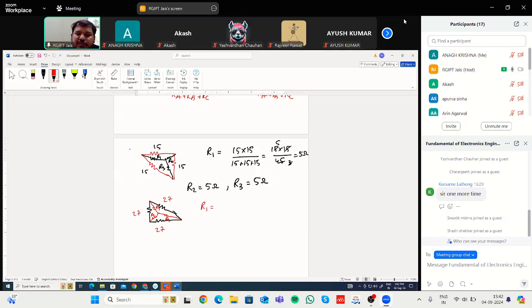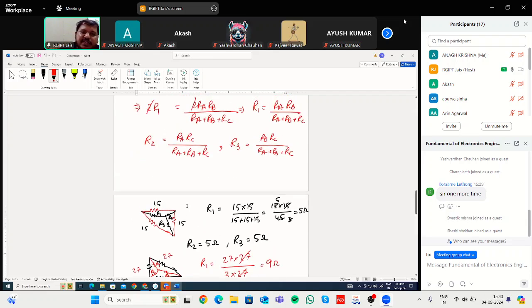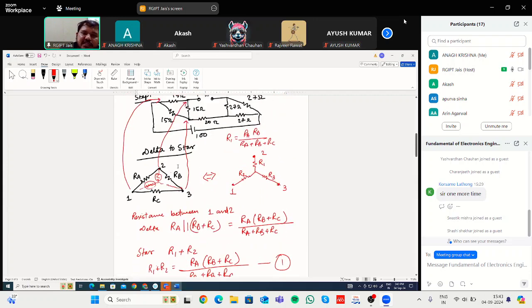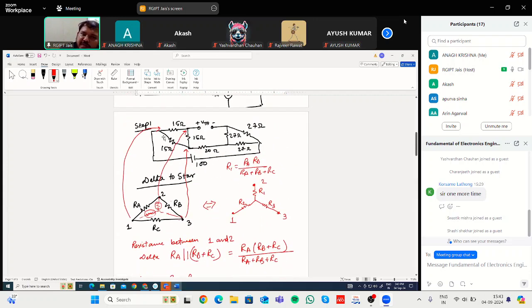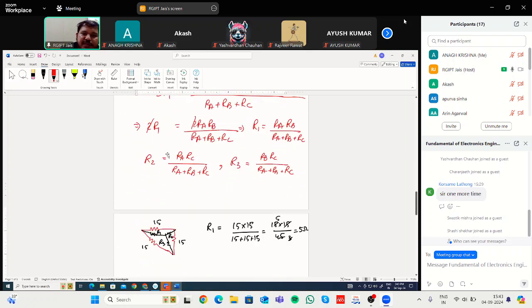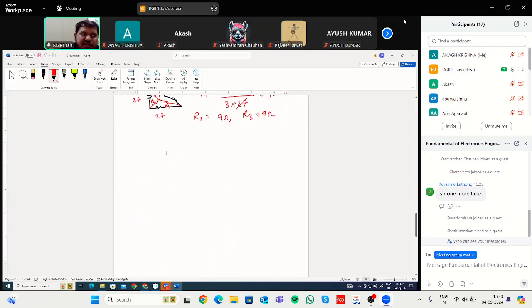So R1 will be equal to, beside R2 on both sides of R1, it is 27 multiplied by 27 divided by 3 times 27. It will be 9 ohm. Similarly, R2 will also be 9, R3 will also be 9 ohm. Now let us simplify the circuit. Let us just replace this delta with star. That means it will look like this.